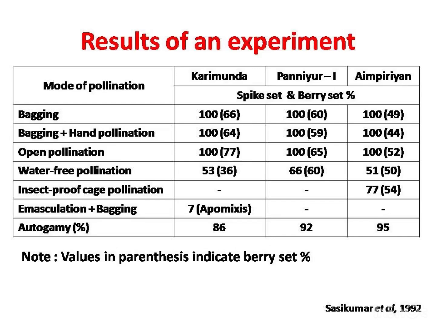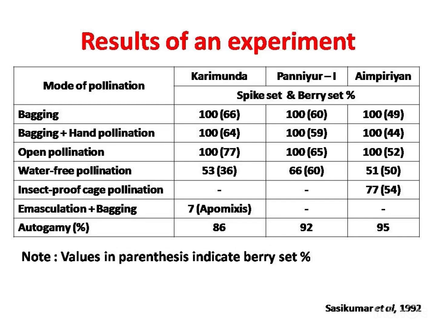Then water-free pollination to understand the role of rain or water. And similarly, insect-proof cage pollination to understand the role of insects in pollination of pepper. Then emasculation and bagging to study if there is any kind of apomixis or so. And also to study the total autogamy or self-pollination extent in case of pepper.